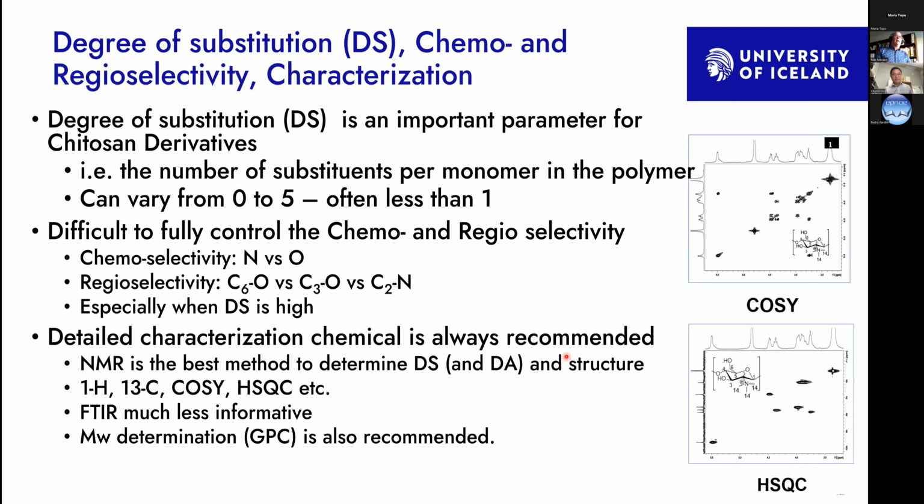So NMR is the preferred method to determine DS and DA and the structure. And that's what we recommend, at least proton NMR, 13C is very good, and then using some 2D methods such as COSY and HSQC to fully confirm the structure is ideal. And molecular weight determination by GPC after you have done the modification is also good, because your process can affect the molecular weight.